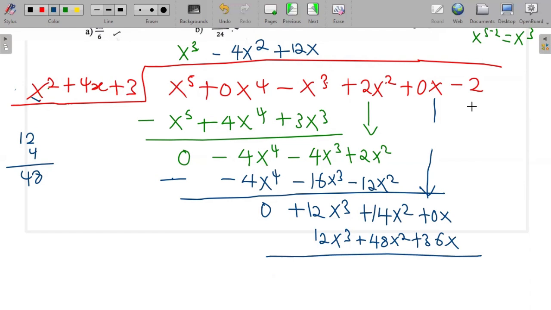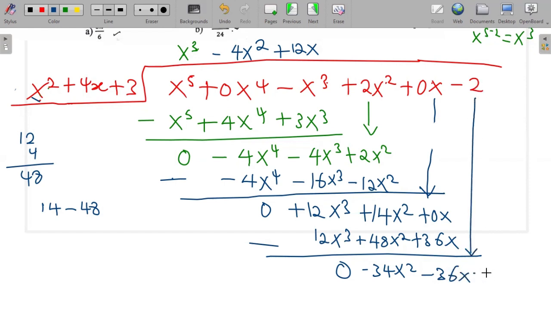Okay, I can subtract here. This subtracted by this is just 0. 14 minus 48. What do I get? Okay, what is 14 minus 48? So 14 minus 48 gives me minus 34 x squared. I've left out a 4, so 4x squared. And then here I have 0 minus 36x, so that will just be minus 36x. Then I can bring down this minus 2 like that.